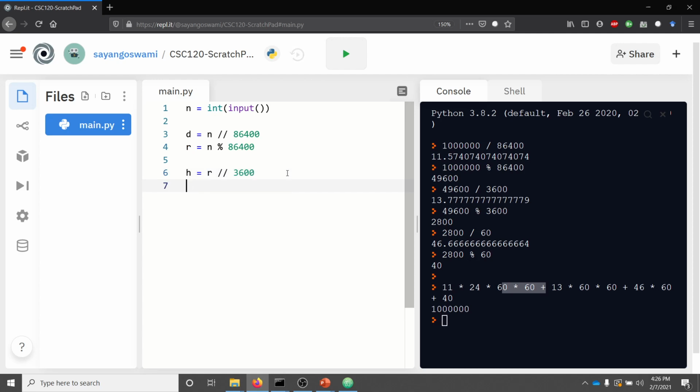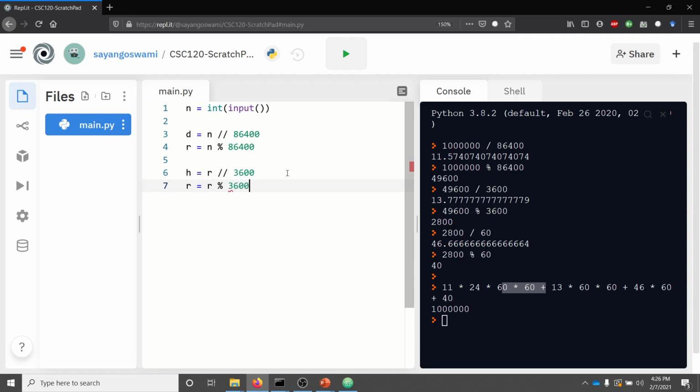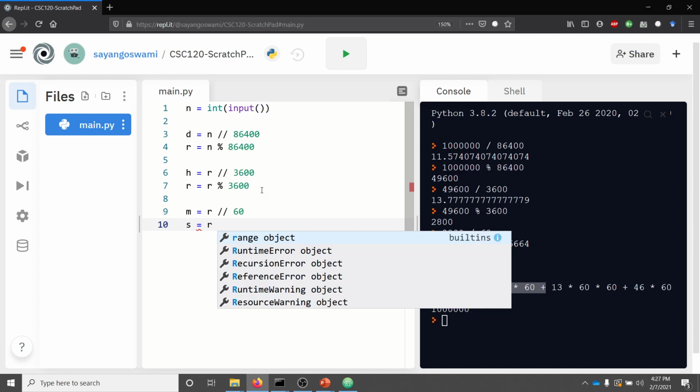And then we calculate the change, right? The change is R equals R modulo 3600. So we update the variable R with the change, whatever's remaining. And then once we have found the number of hours and the change, we use the change to calculate the number of minutes. Let's say M equals R divided by 60, because there are 60 seconds in a minute. And the change is the number of seconds. S equals R modulo 60, right?